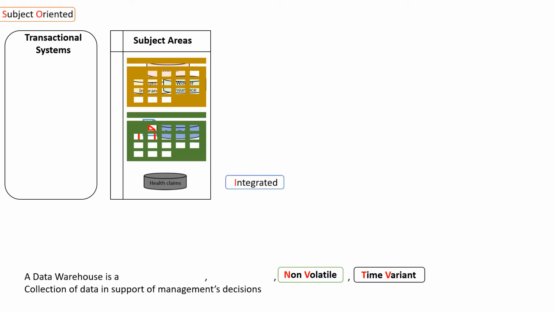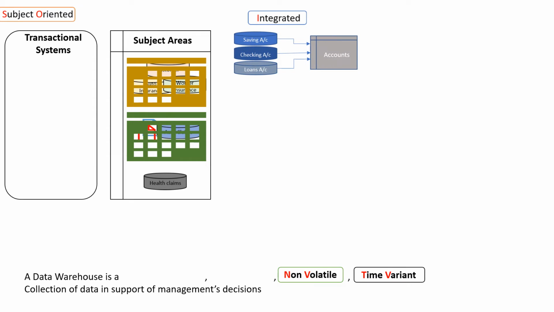The next point is integrated. So what does it mean? Here again I will take an example. We may be storing saving account details, checking account details, or loan account details in different applications for a single individual. However, we may have a single subject area called accounts which stores this information, and we will have integrated information about that particular customer for all these accounts that he's carrying.